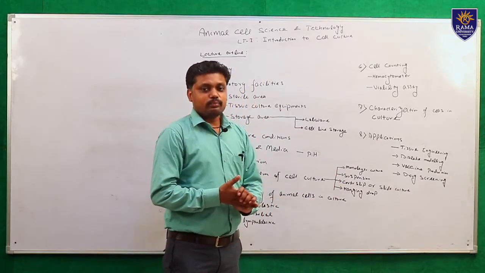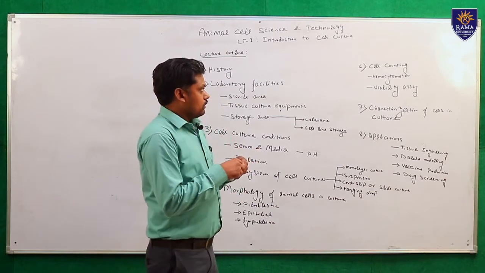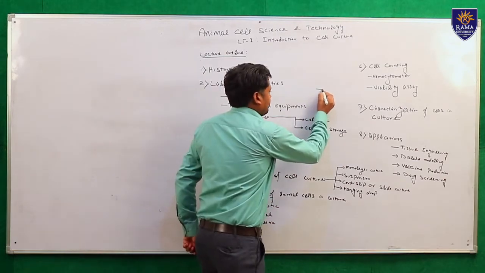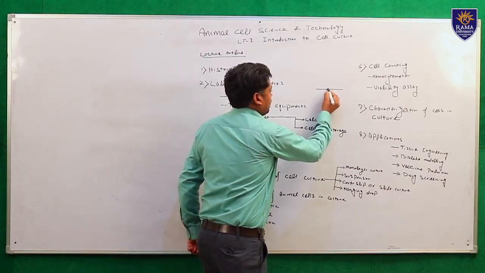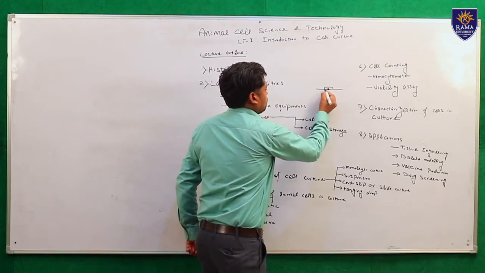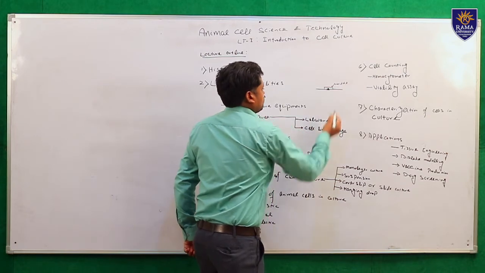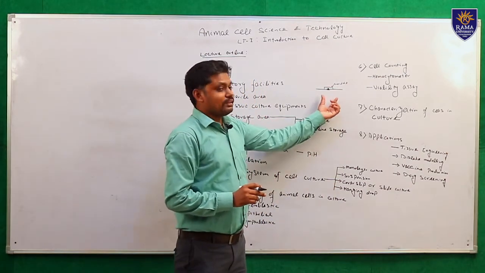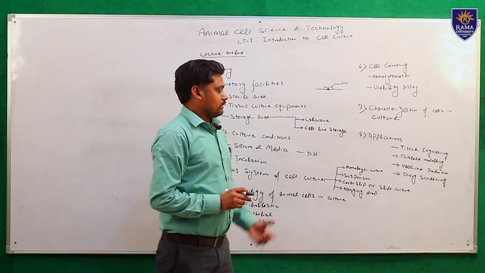In the cover slip or slide culture, there is a slide like that, which has some hollow. We put our plasma clot and cells here, and we cover it using a cover slip. So, this is a specially designed cover slip which comes for the cell culture method.